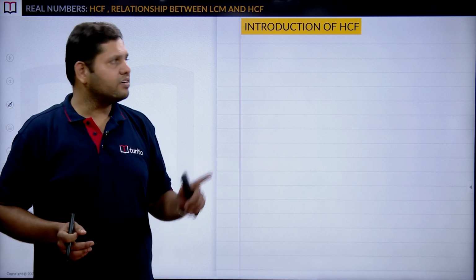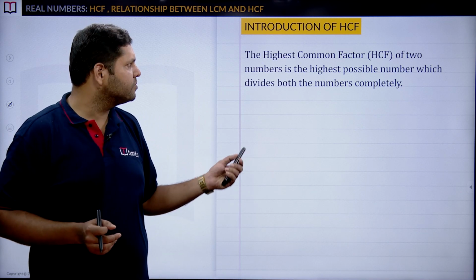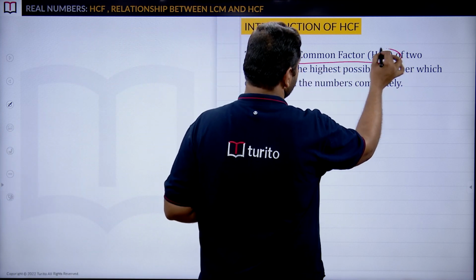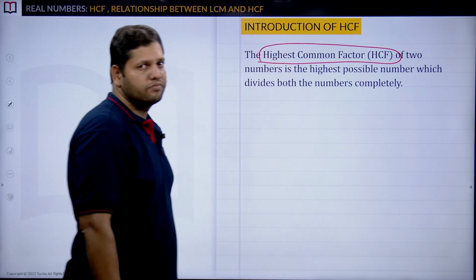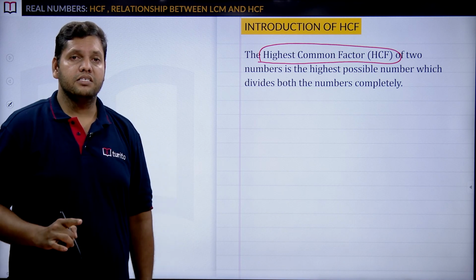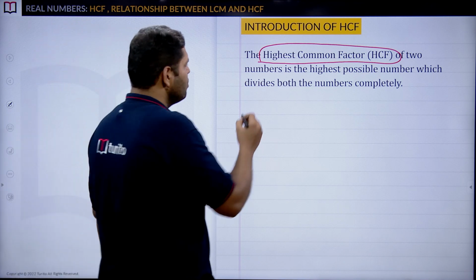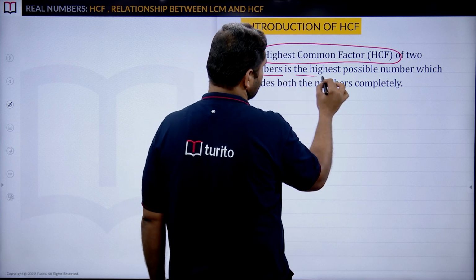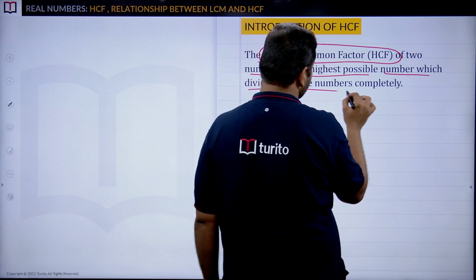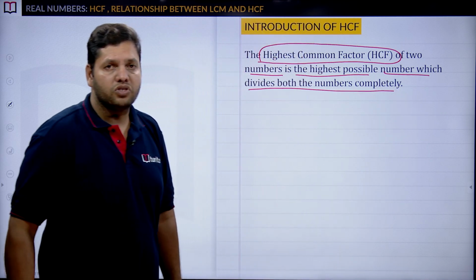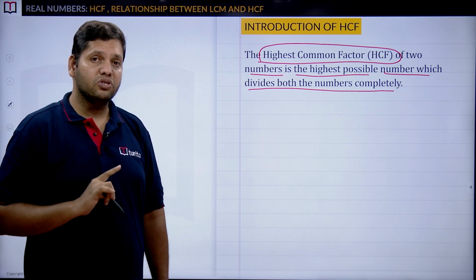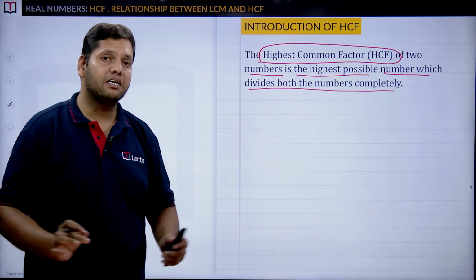Okay. Now children, let us see the definition of HCF. HCF means the highest common factor. Highest means the greatest one. The highest common factor of two numbers is the highest possible number which divides both the numbers completely. We have to pick up the greatest common factor, and that should divide both the numbers completely.